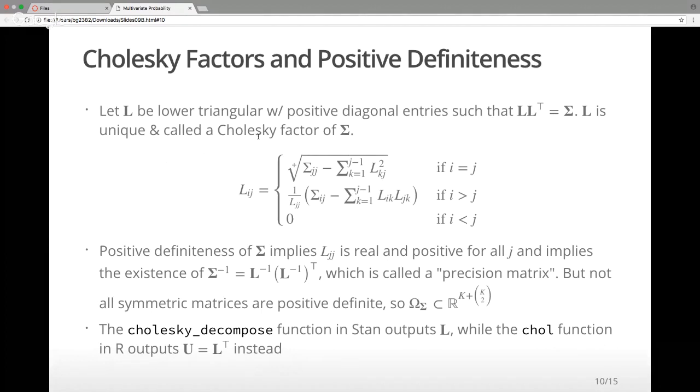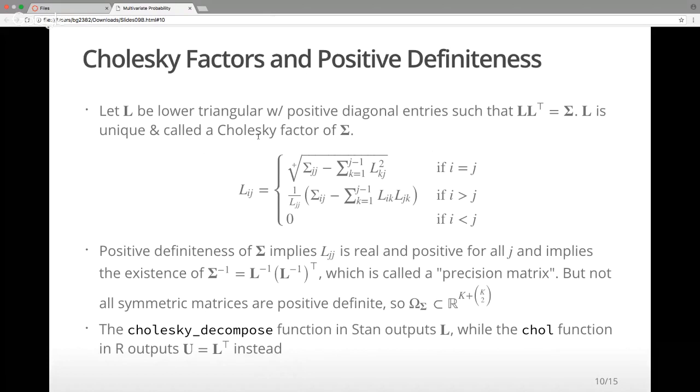So L is a matrix. L is lower triangular. L has strictly positive diagonal entries, and L times L transpose is equal to sigma. And so in a manner of speaking, L is a square root of sigma. There's more than one way to define a matrix square root, but this is one of them. If you can take L multiplied by L transpose and get some matrix sigma, then in a manner of speaking, the square root of sigma is L. Specifically, when done this way, L is unique, and it's known as the Cholesky factor of sigma.